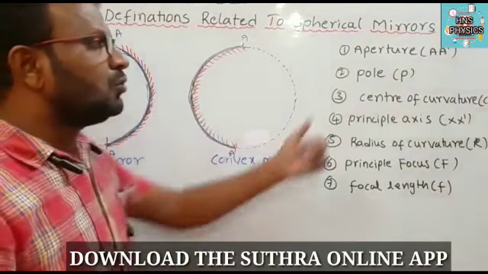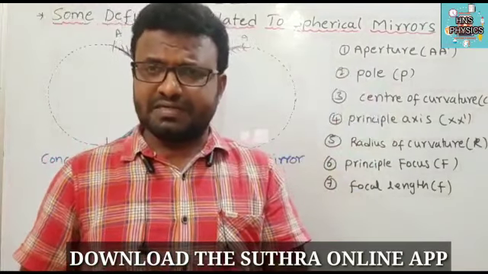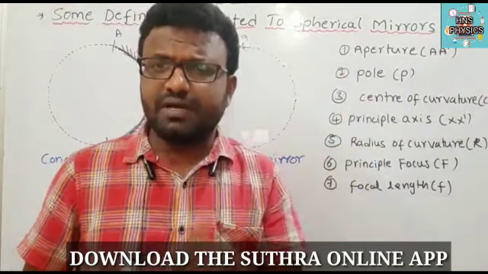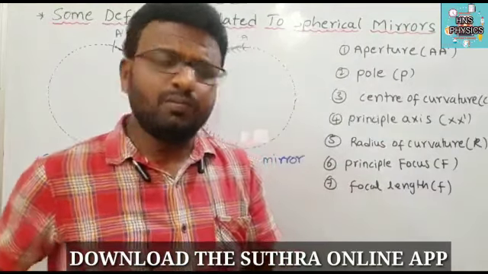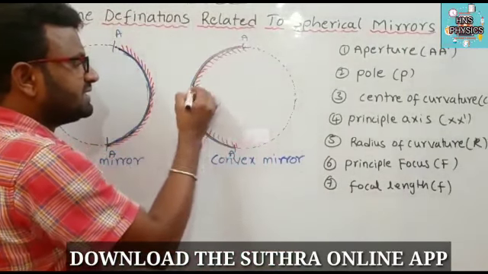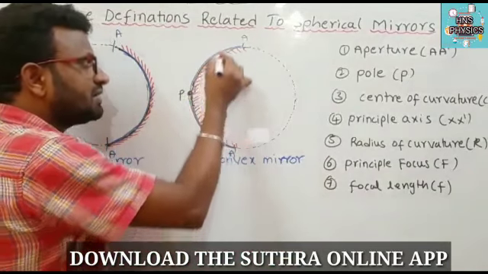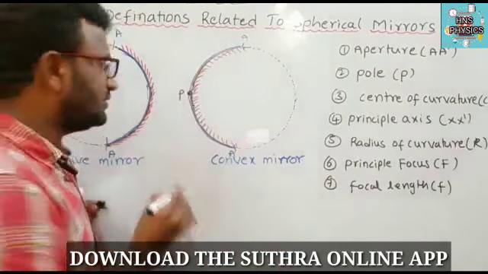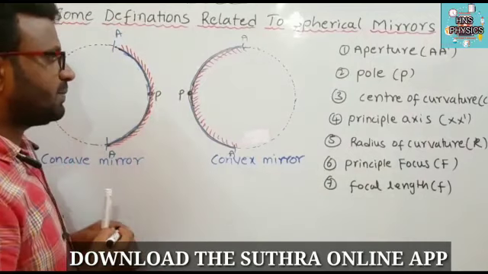Next, pole. Pole is the center of the aperture. The center of the aperture, or the center of the reflecting surface, is called the pole. I am taking this as the center, denoted by P. For the concave mirror it is the same.